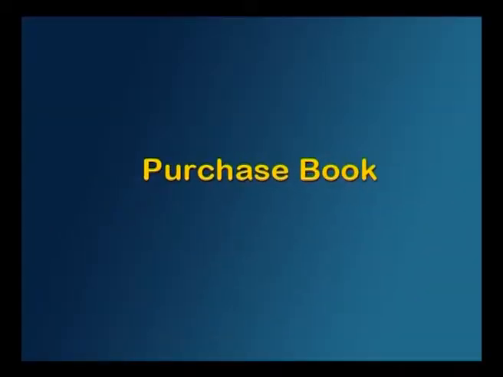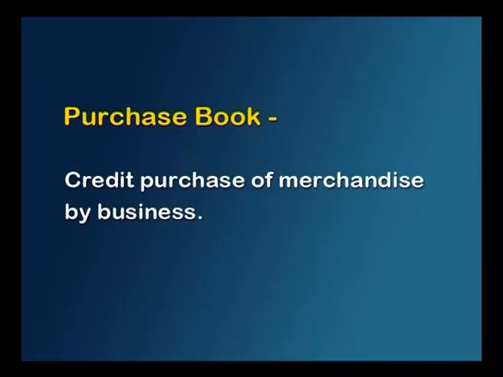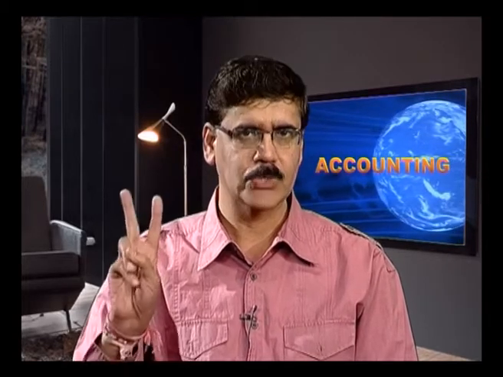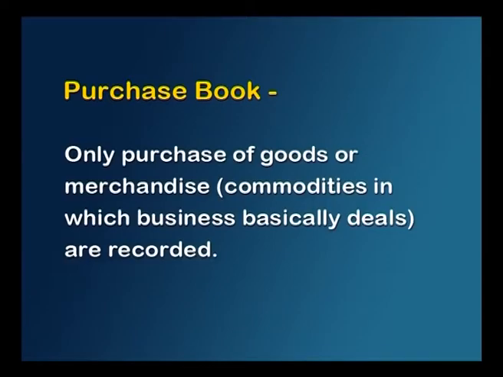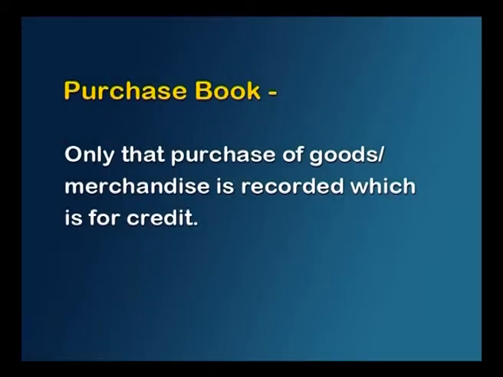Purchase book. As the name suggests, this specific book is meant for recording all credit purchase of goods and merchandise by business. What is important to note is that this book records only credit purchase of goods or merchandise by business. It implies two things. One, only purchase of goods or merchandise, that is the commodities related to basic business operations, are recorded in purchase book. And second, only that purchase of goods or merchandise is recorded in purchase book which is for credit.